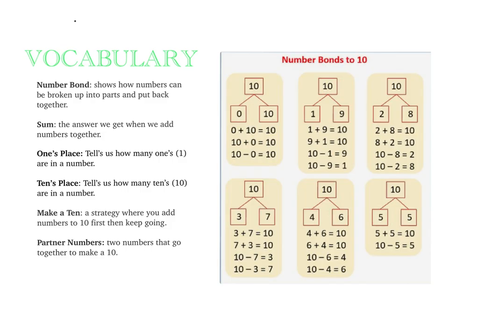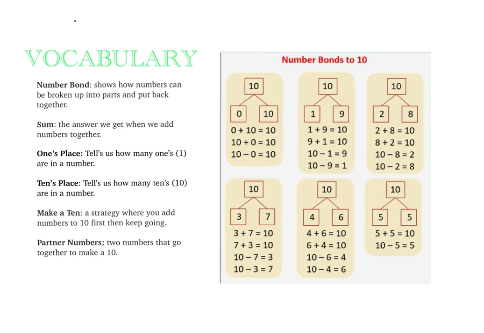To start off with some vocab, our first vocab word is a number bond. This is a number bond. A number bond shows how numbers can be broken up into parts and put back together. So we saw 10, and this number bond is broken into 0 and 10. In this number bond, we saw that 10 is broken down into 9 and 1, because 9 plus 1 gets us to 10, or 1 plus 9 gets us to 10.